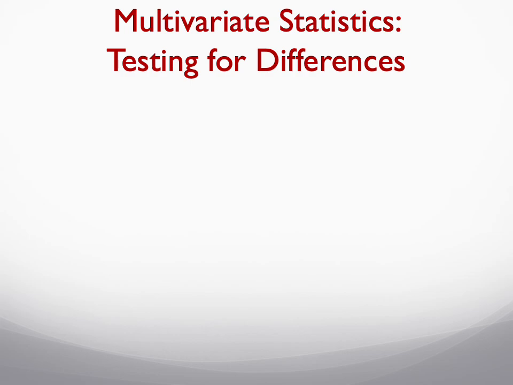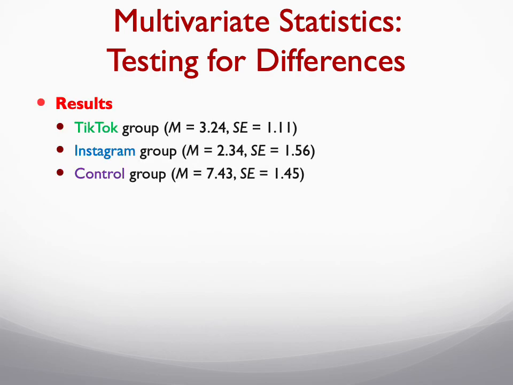Let's take a look at what some hypothetical results would look like for this particular study. Imagine my TikTok group spends about 3 minutes on these difficult problems, my Instagram group spends about 2 minutes on these difficult problems, and my control group spends about 7.5 minutes on these difficult problems. I can look at those means and say, pretty easily, that those who scrolled TikTok or Instagram were spending much less time on these difficult problems than those in the control group.